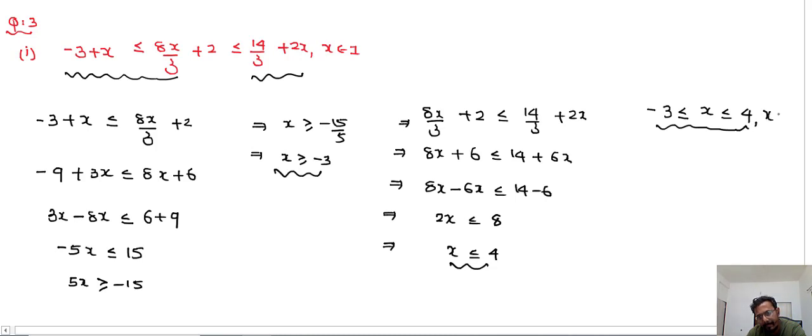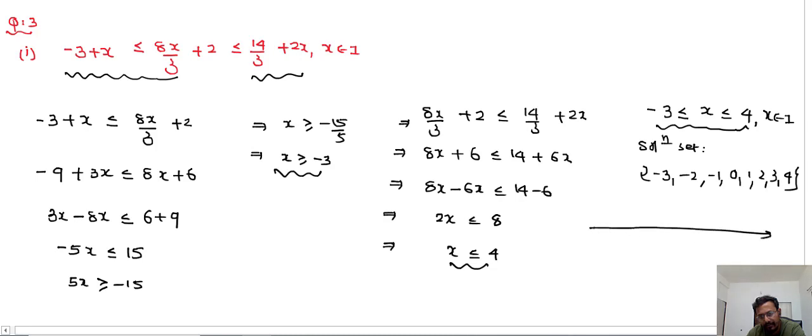So draw the number line. Here you have 0, like minus 1, minus 2 and minus 3 that way. Here you have 1, 2, 3 and 4. So here x belongs to integers, so we can just take those numbers only. There is no integer between two integers because x belongs to I. So this is the solution.